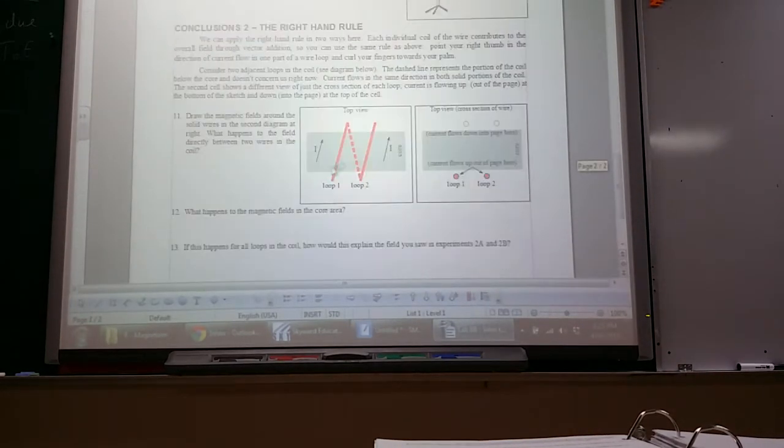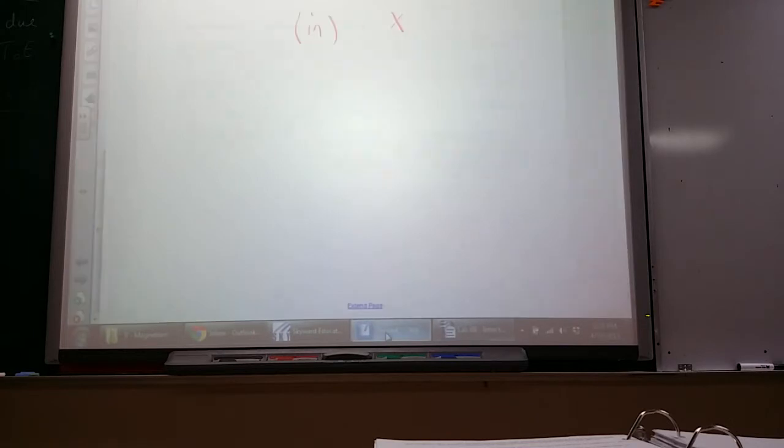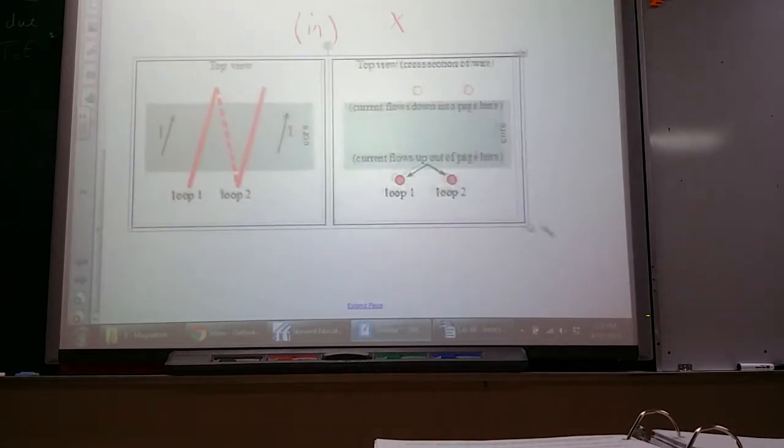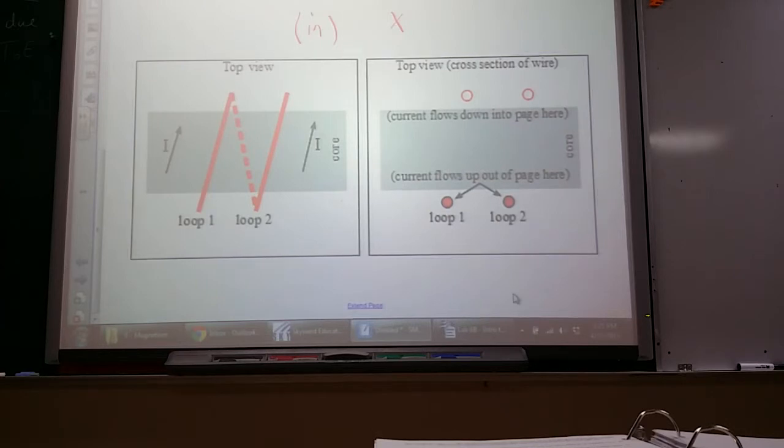Yes, I did. Right there. The farthest right picture. So let's consider these. This was from the lab.